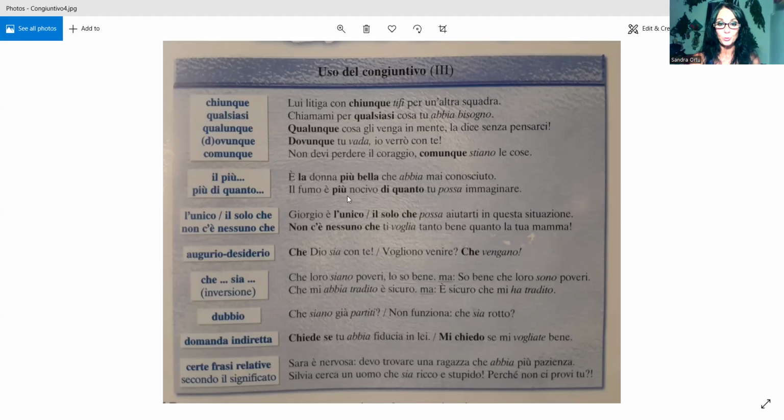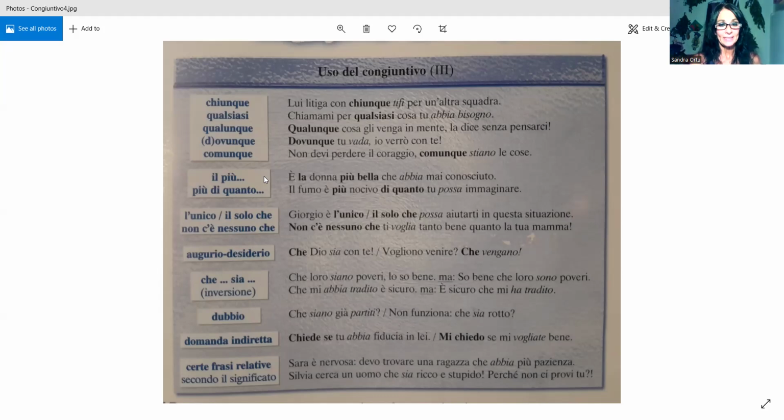Il fumo è più nocivo di quanto tu possa pensare. Smoking is more harmful than you may think. So these are not, as I was saying, expressions that you're probably used to using or seeing. So you may not be comfortable using these expressions. In fact, I'm not even sure if I should go ahead and read them all.